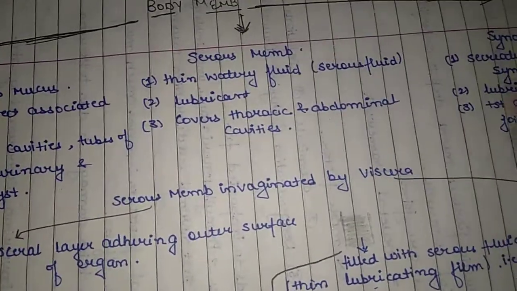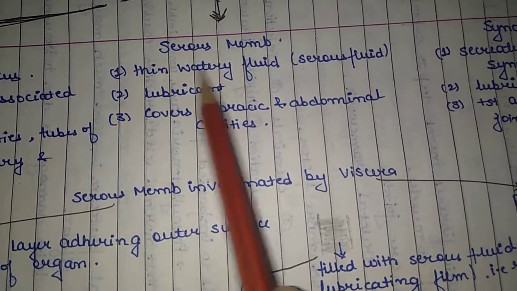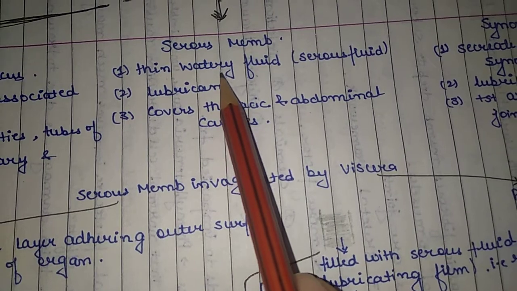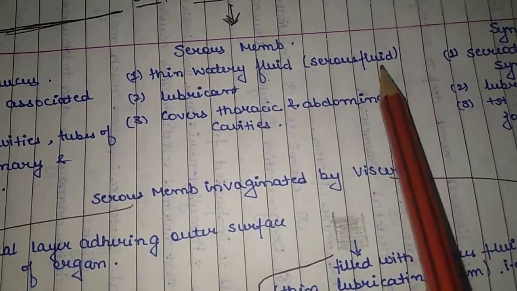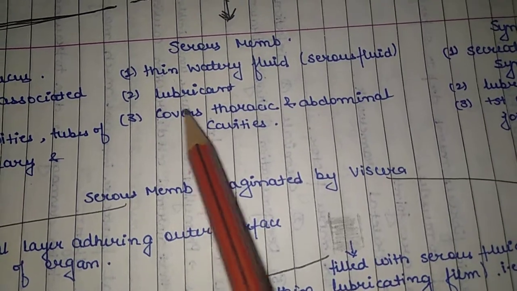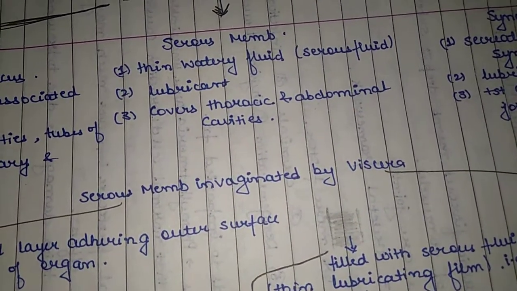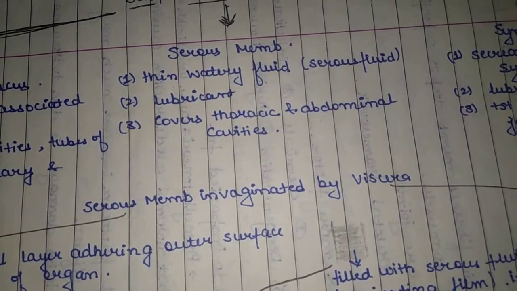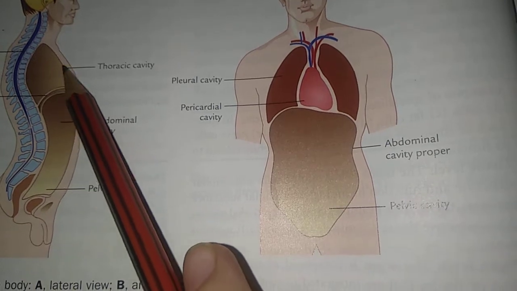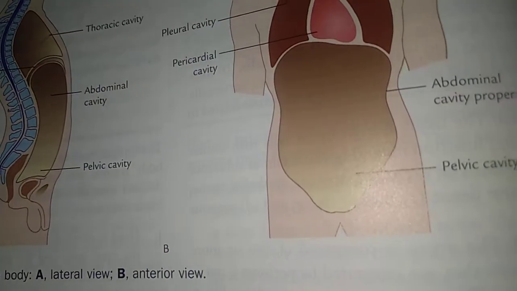Secondly, we will discuss the serous membrane. Serous membrane is a thin watery fluid, and watery means that it is not viscous, or we can say serous fluid. Second, it is also a lubricant. Now it covers the thoracic and abdominal cavity. What is the thoracic cavity? Let me show you. Now the thoracic cavity is this one, that is, serous fluid is here itself only.